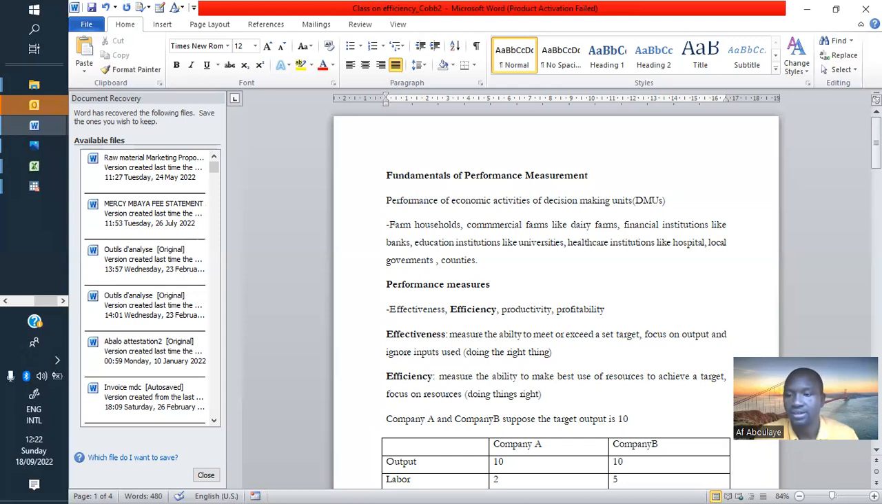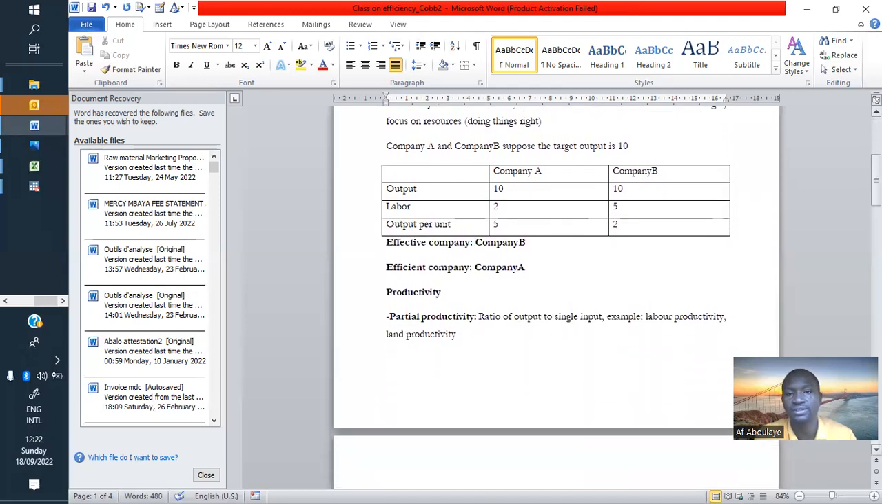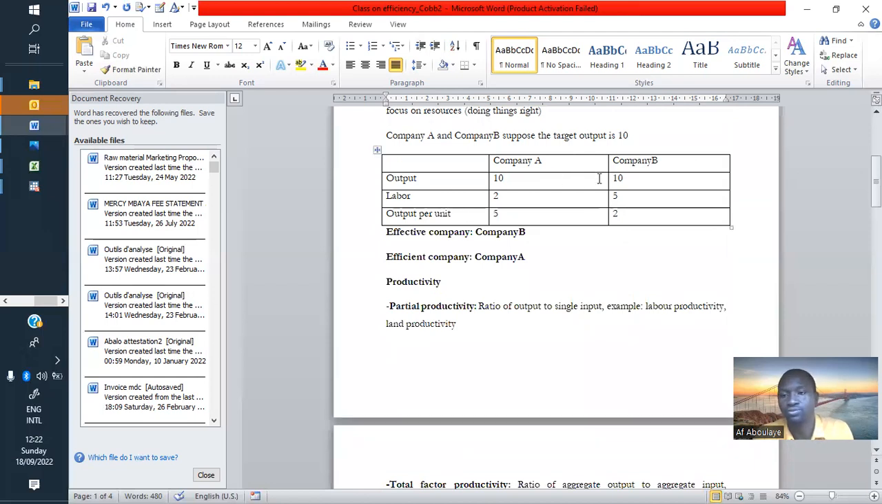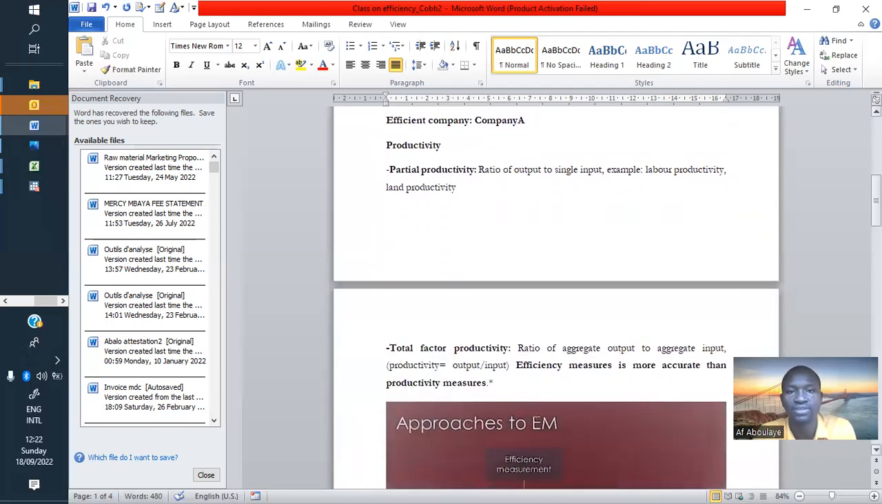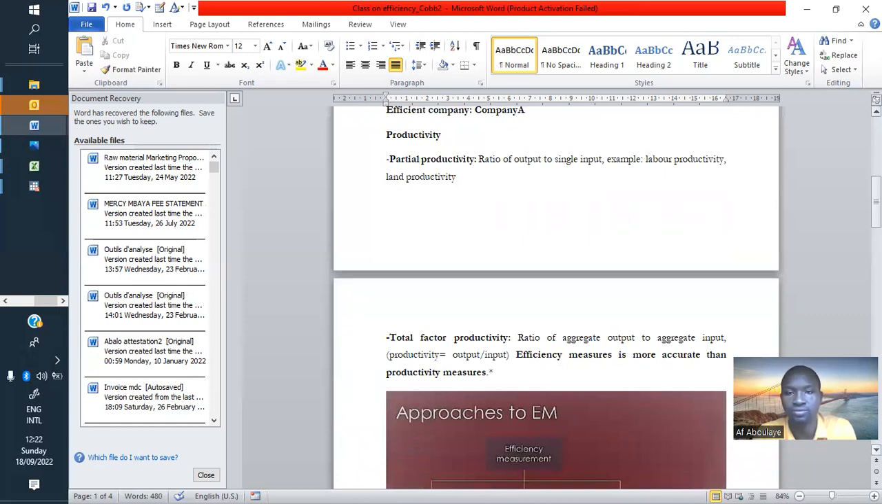are used. For example, here we have company A and B, and both of them reached output 10, the target, as you can see, but this one used only 2 units of input to reach this 10, and this one used 5. Can you see the difference now? Now we can see company B is effective, but is not efficient, since it reached the target, but company A is efficient since it reached the target, but also minimized the input used.